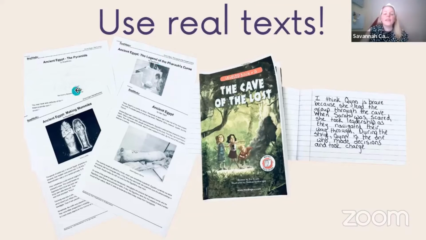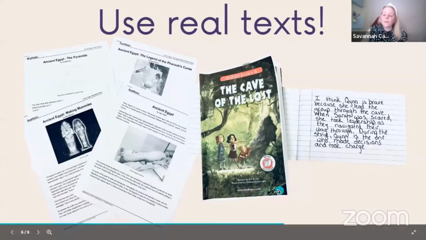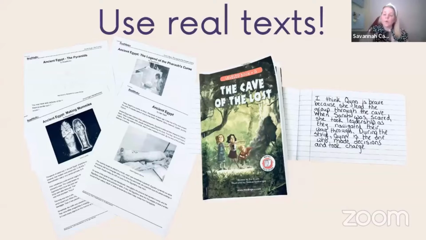So if you are reading nonfiction, think about organizing it around themes, whether it's ancient Egypt, electricity, whatever. And then when you're looking at books, think about organizing either through series or you could think about using different themes, like perseverance or honesty, things like that.